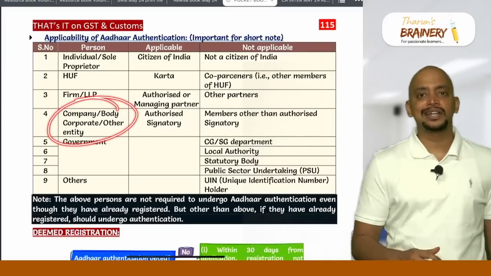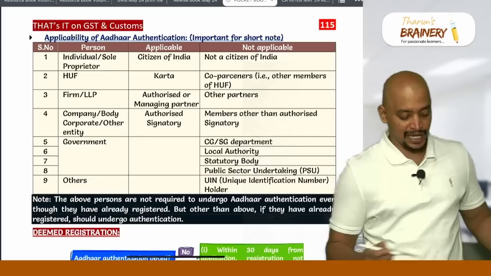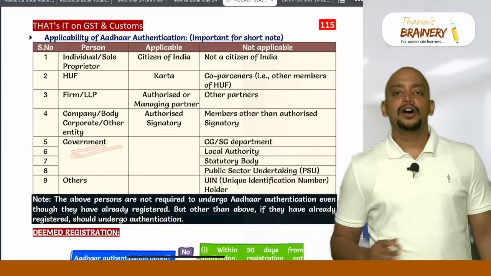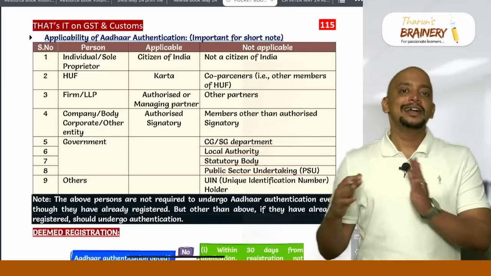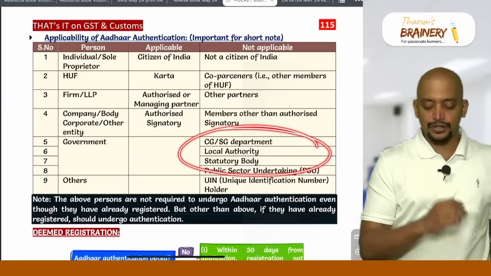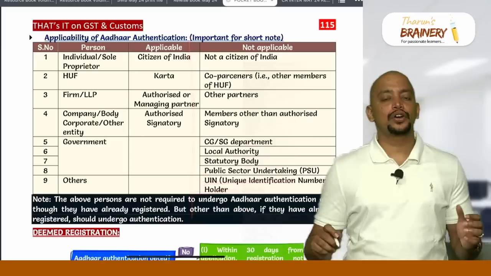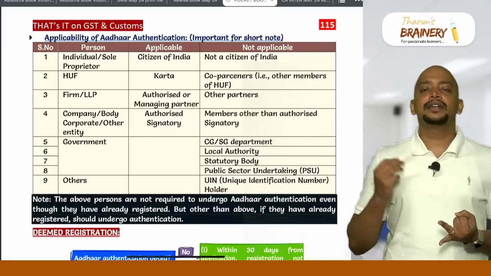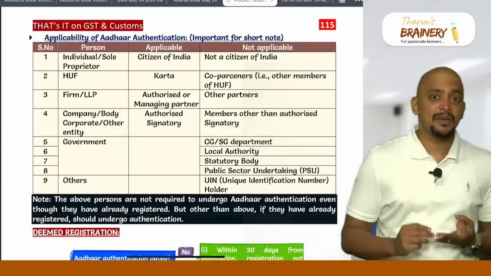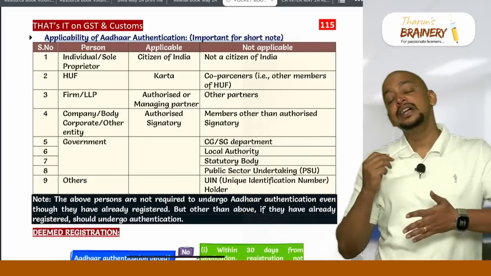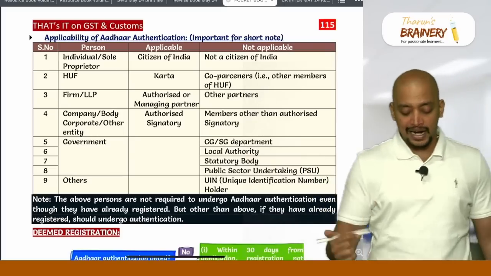Company, body corporate or any other entity, the authorized signatory should undergo authentication and other members are not required to undergo authentication. Whereas in case of government, that is central government, state government, local authority, statutory body or public sector undertaking, government and its family members do not require to undergo authentication, and others, UIN holder. So in total 9 categories are not required to undergo authentication: that is, not a citizen of India, members other than Karta of HUF, partners other than authorized or managing partner, members other than authorized signatory, central government or state government, local authority, statutory body, public sector undertaking, and UIN holder.